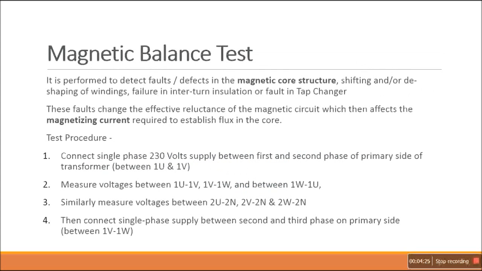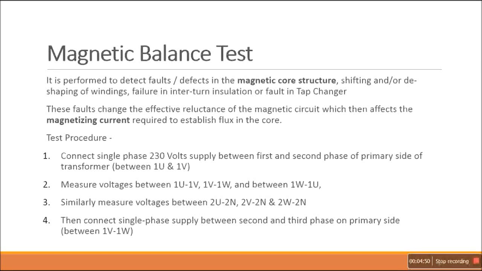Magnetic balance test. This test is performed to detect faults in the magnetic core structure, shifting or de-shaping of windings, failure in the internal insulation, or a fault in the tap changer. These faults change the effective reluctance of the magnetic circuit, which affects the magnetizing current required to establish the flux in the core. We do not need any specialized kits for doing this test.